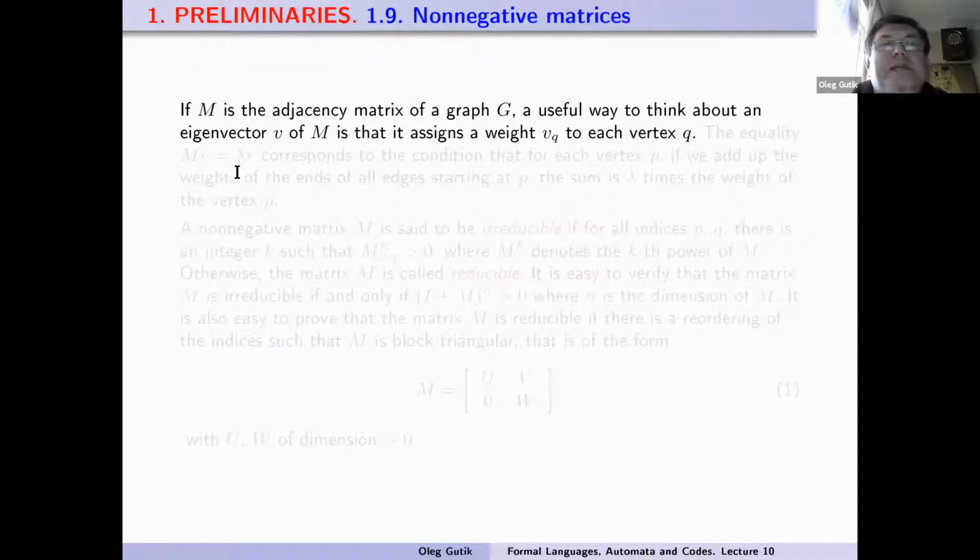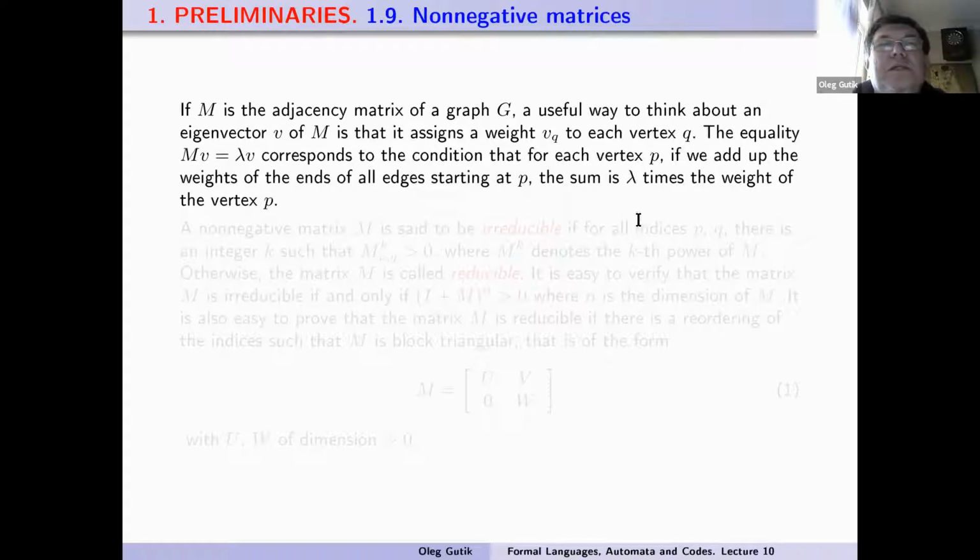If the matrix M is an adjacency matrix of the graph G, a useful way to think about the eigenvector V of the matrix M is that it assigns a weight V_q to each vertex q. The equality M multiplied by V is equal to lambda multiplied by V corresponds to the condition that for each vertex p, if we add up the weights of the ends of all edges starting at p, the sum is lambda times the weight of the vertex p.